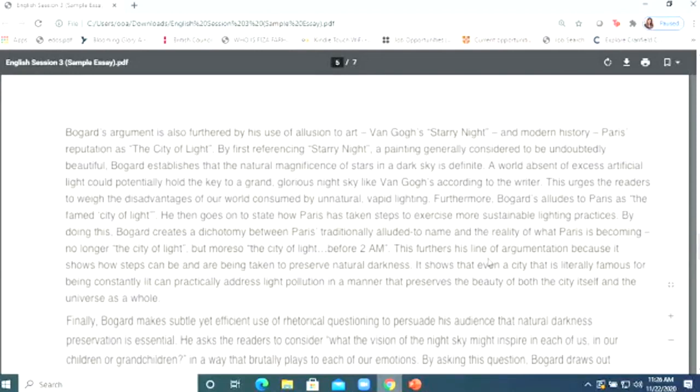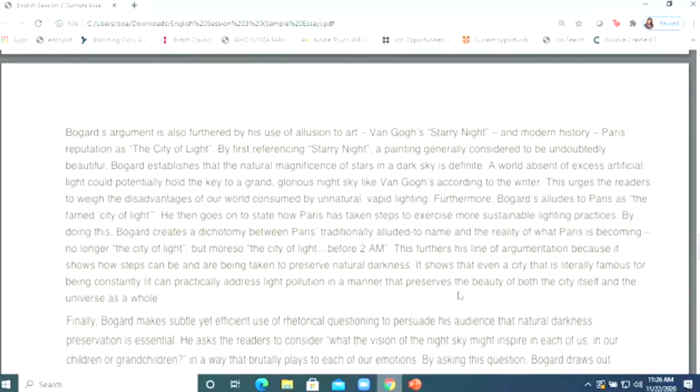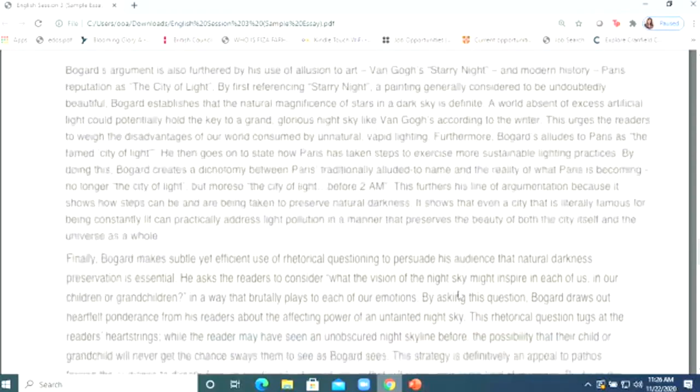This furthers his line of argumentation because it shows how steps can be and are being taken to preserve natural darkness. It shows that even a city that is literally famous for being constantly lit can practically address light pollution in a manner that preserves the beauty of both the city itself and the universe as a whole. Once again, a very smart choice of words, not going out of context, not providing any outside information, still focusing on the analysis of the persuasive element and sticking to the main ideas in the passage.